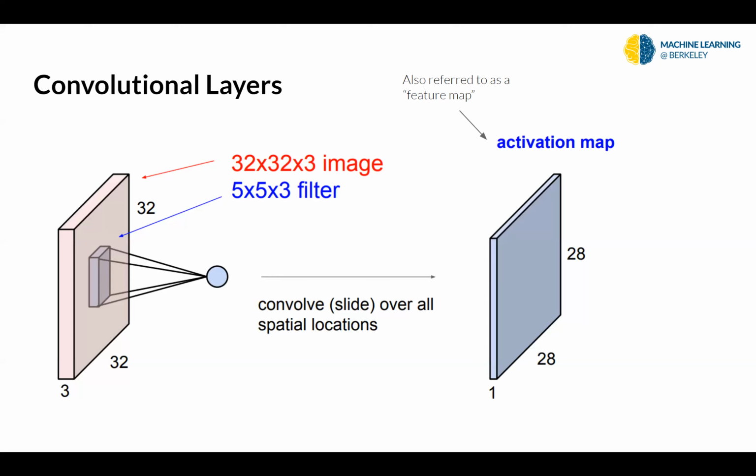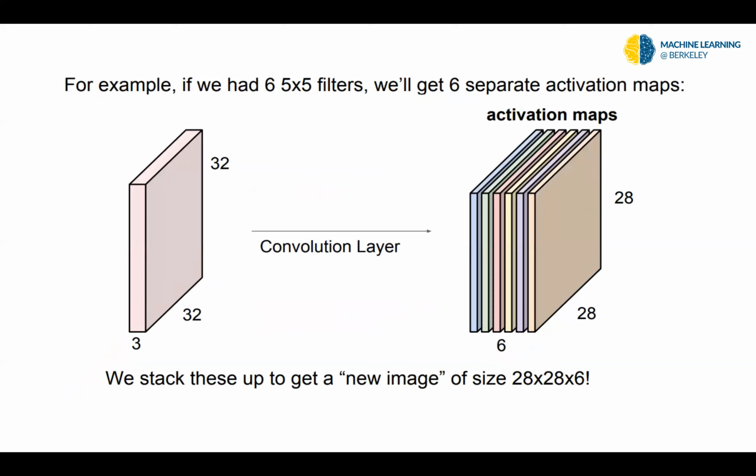This activation map is also known as a feature map, just because this filter allows us to learn features from the image. For example, if we had six of these filters, we will get six different activation maps, one for each of our filters. One thing you notice here is that the initial image had three channels, while our new activation map, when we stack them together, has six layers.